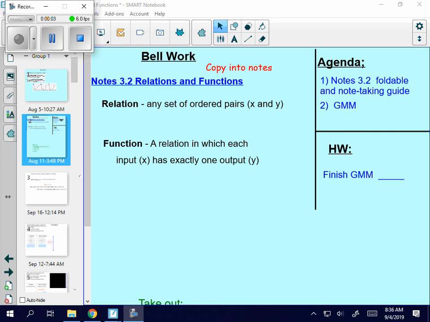Hi, this is Mrs. Cahill with your Notes 3.2, Relations and Functions. You're going to copy the vocabulary on this page and your heading into your notes. And then we'll work from a foldable and your note-taking guide.